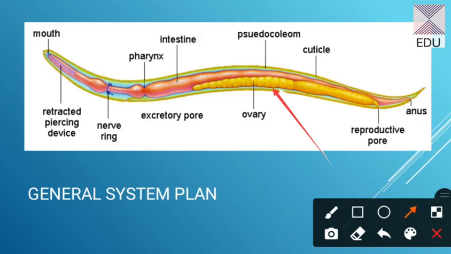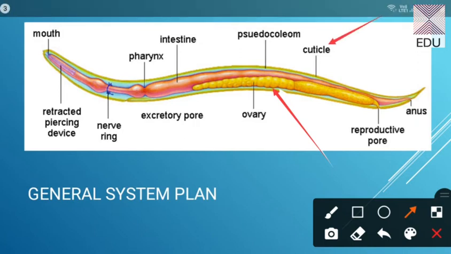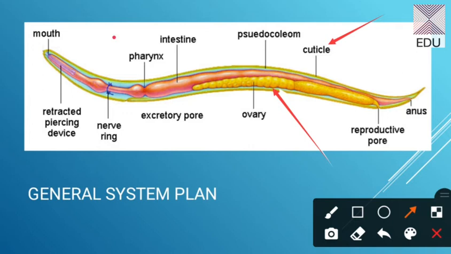On the top is the cuticle. This is the outermost layer present in the Ascaris, and it also helps in the lubrication of the path inside the intestine of the host. It also serves to protect the Ascaris from the juices of the host. This is the mouth, the very first part, and this is the anus at the very last part. So it has a complete digestive system.